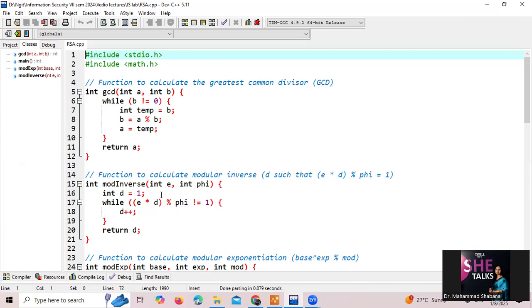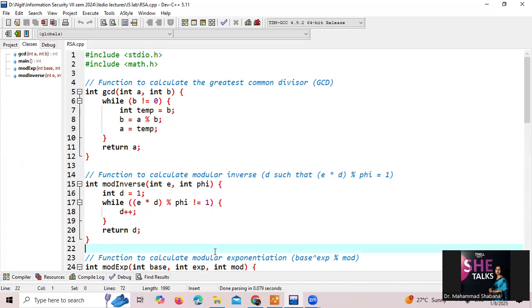This is the modular inverse function. Its purpose is to find the modular inverse D such that E times D mod phi is equal to 1. It returns D when the condition is satisfied. This is a brute force approach and can be replaced by the extended Euclidean algorithm for efficiency.